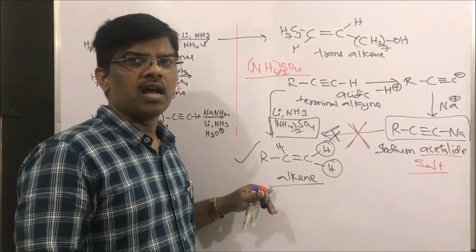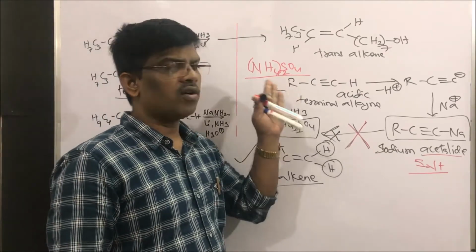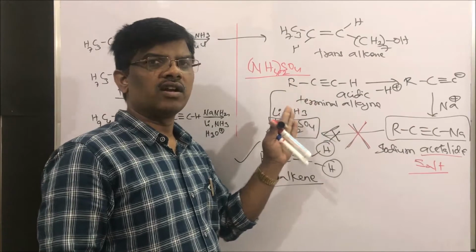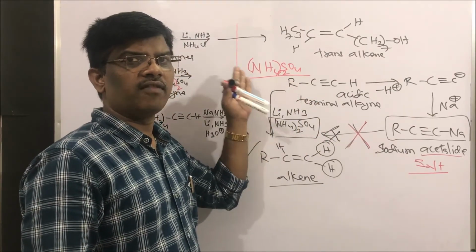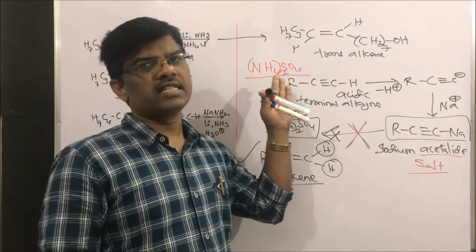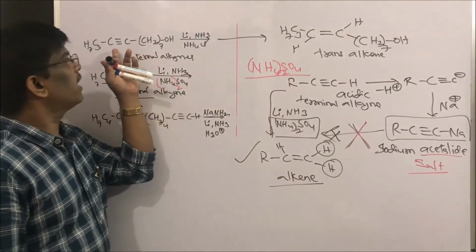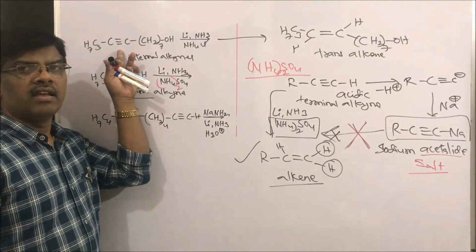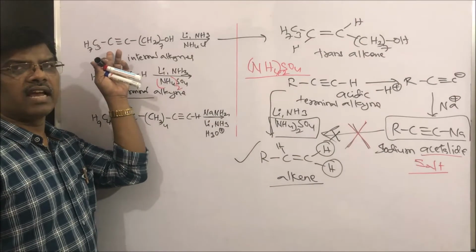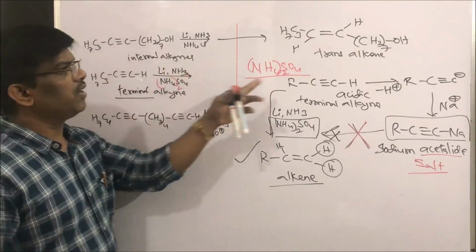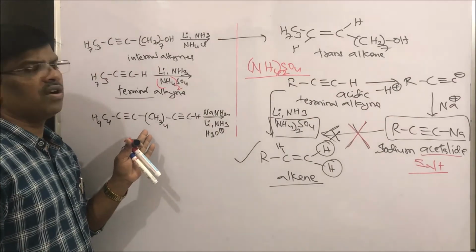So please remember, if you see ammonium sulfate, even if you have a terminal alkyne, that also undergoes reduction. If we do not add ammonium sulfate, what happens? Terminal alkynes will not undergo reduction. However, internal alkynes do not require ammonium sulfate. These internal alkynes simply undergo reduction to give trans-alkene. So this is how it is going to happen.